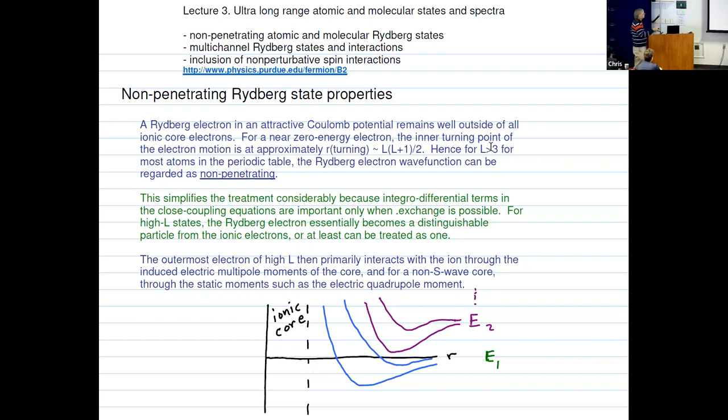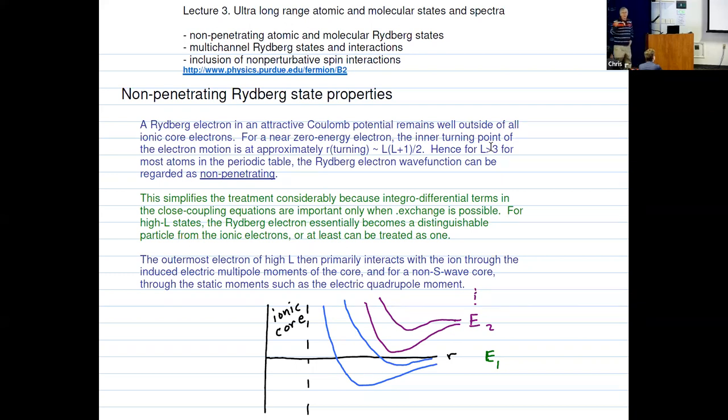I've been mentioning at various times the close coupling equations, which are integro-differential equations when you have to include exchange, because you have to anti-symmetrize the effective core electrons. But for these non-penetrating states, that's just a formality and you can basically ignore that and treat the Rydberg electron as a distinguishable particle from the ionic electron. And then basically the electron will just interact through the induced or permanent multipole moments of the ionic core.